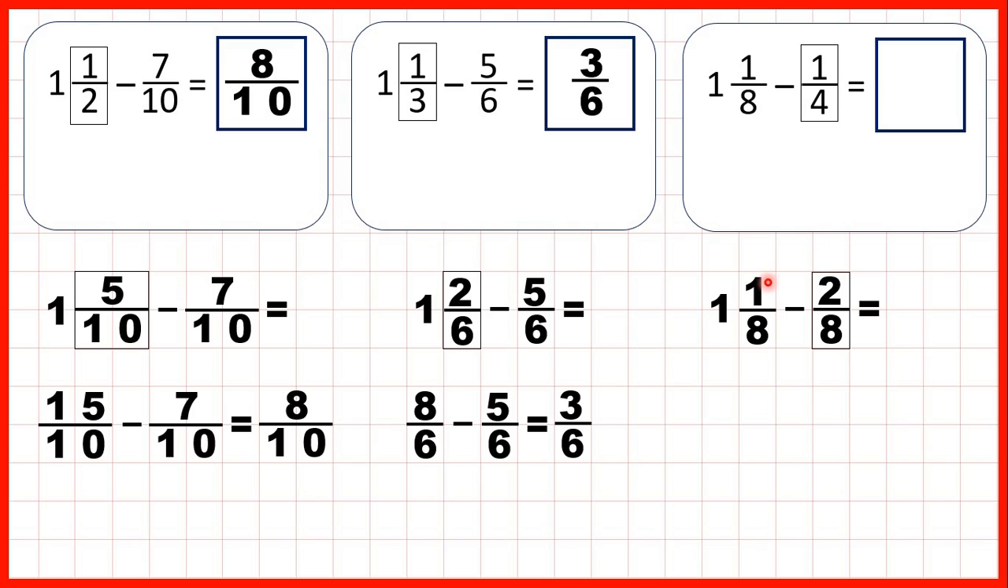But again, we only have 1/8 in our mixed number, and we need to subtract 2/8, so we can change our mixed number to an improper fraction. 1 times 8 is 8, plus 1 is 9, so we can rewrite our question as 9/8 minus 2/8. The denominator stays the same, 9 minus 2 is 7, so our answer is 7/8.